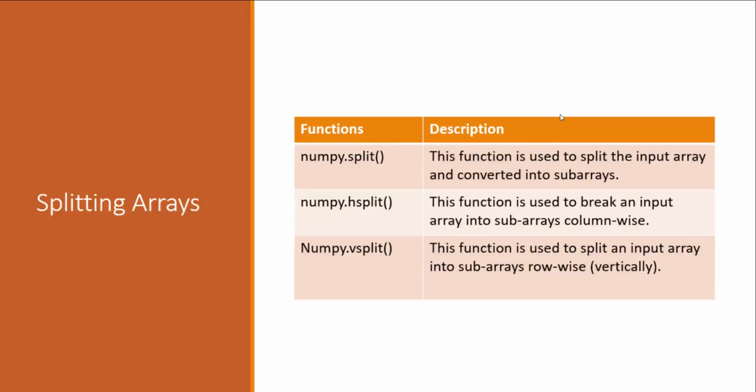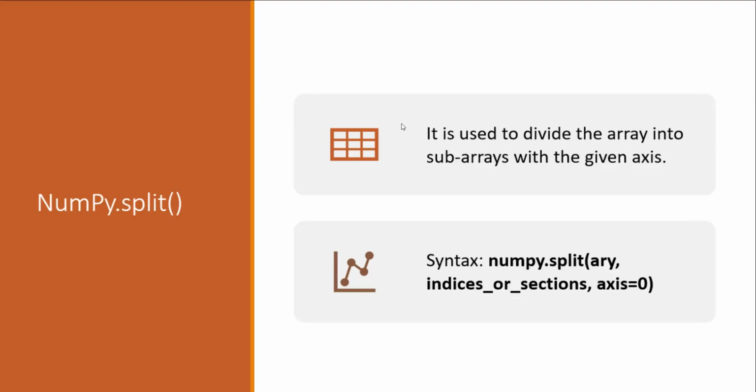Now we will understand how to split the input arrays by using different functions. So now let us briefly understand these functions in a NumPy array. The first function is the numpy.split function. Basically this function is used to divide an array into sub-arrays along the given axis. So here is the syntax of numpy.split. numpy.split is the function name, and within this function there are three parameters.